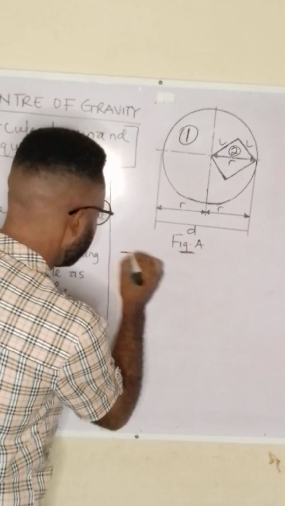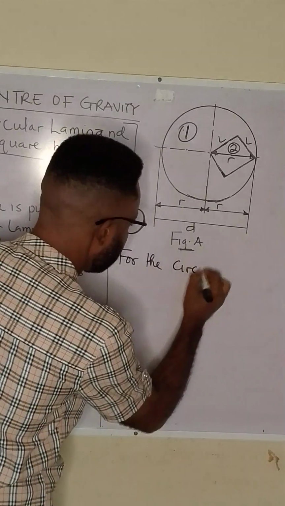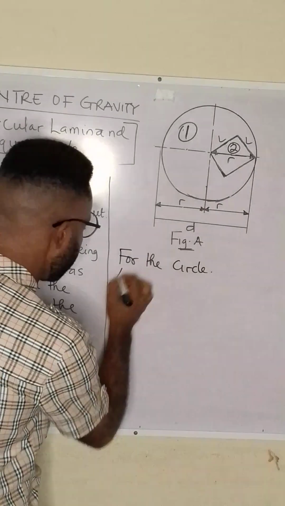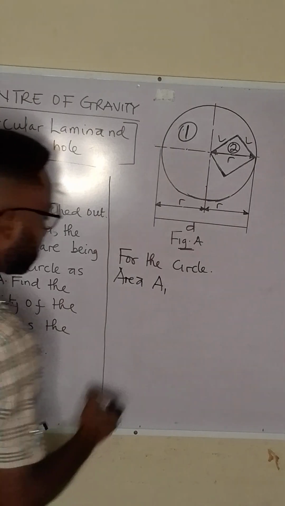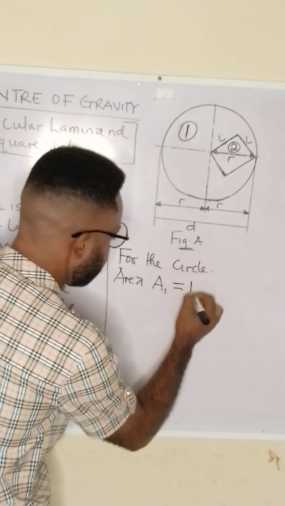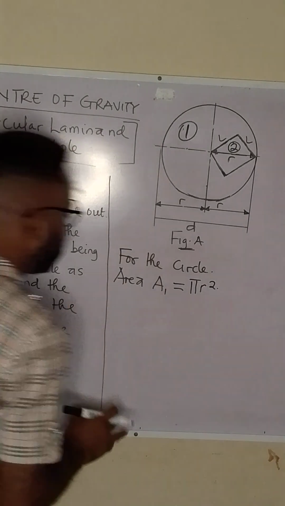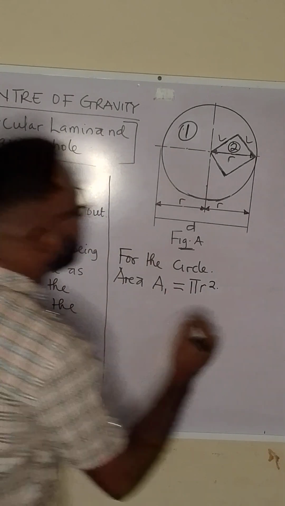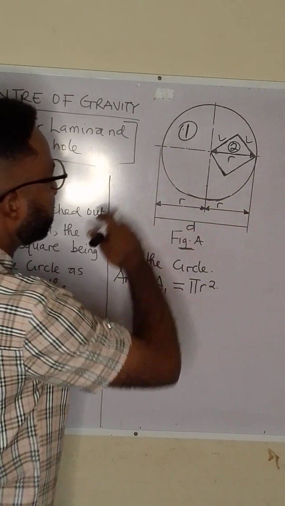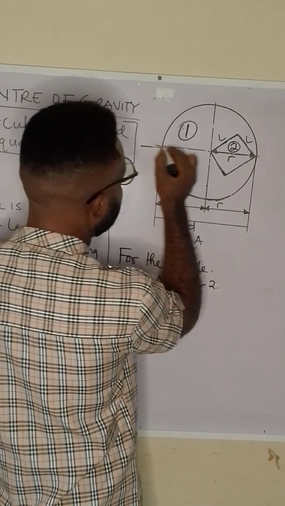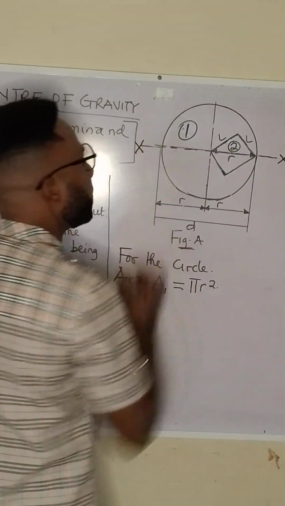So for the circle, we have that area A1, because we are considering it as 1. A1 of the circle is pi r squared. Okay, we are not given value, so we just solve it that way. We've gotten the area. And again, note, if you look at the shape, it is symmetrical. The shape is symmetrical about x-axis.